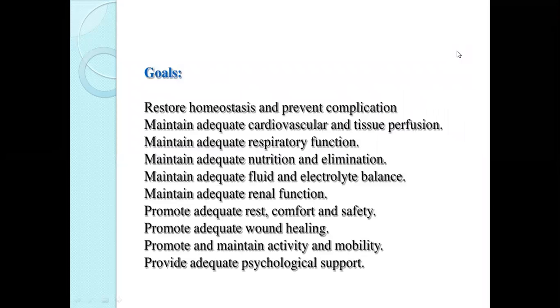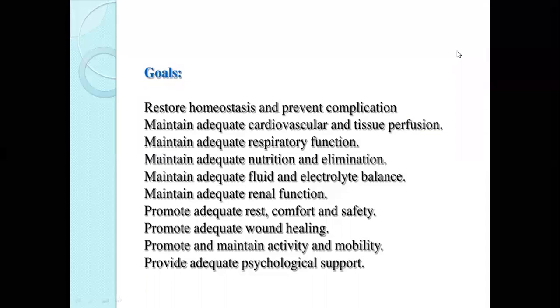So the overall goals of post-operative care or the post-operative phase are to restore homeostasis, or maintain the balance, and prevent any form of complication.